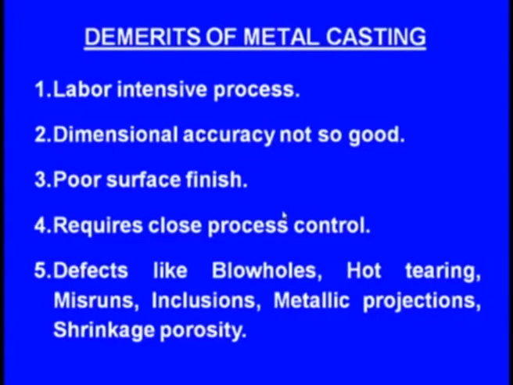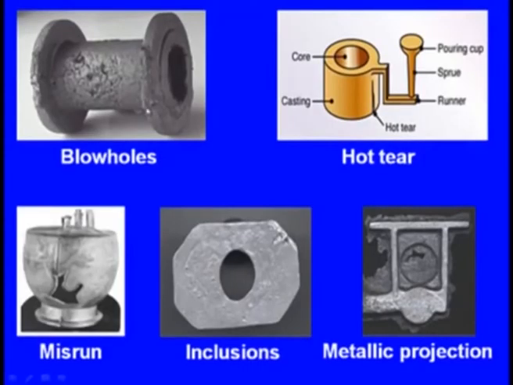Next one, there are defects that can develop in the castings like blowholes, hot tearing, misruns, inclusions, metallic projections, shrinkage porosity. These are some of the defects of the castings. In fact, all these defects we will be studying later in detail. So, these are the important defects. What are these defects? Let us see. So, you can see few defects here.